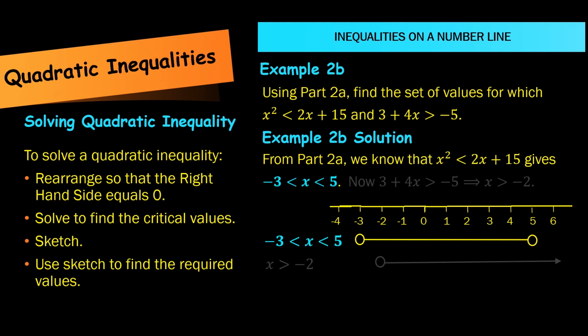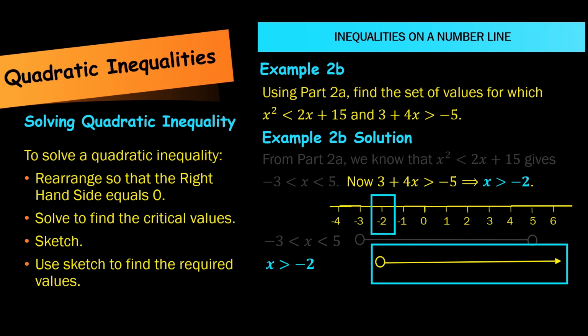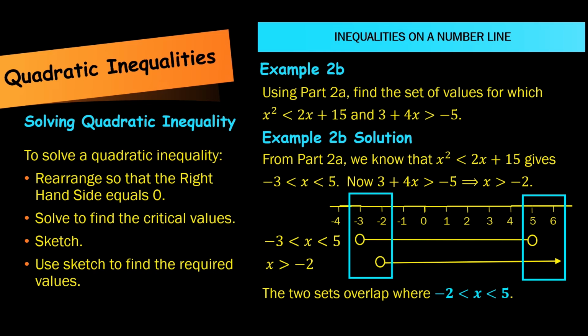So the region where x is between minus 3 and 5 is as shown. And the region where x is greater than minus 2 is as shown. And we want both of these to be satisfied simultaneously. And the two sets overlap when x is between minus 2 and plus 5. So in set notation, this is the set of x such that minus 2 is less than x is less than 5.